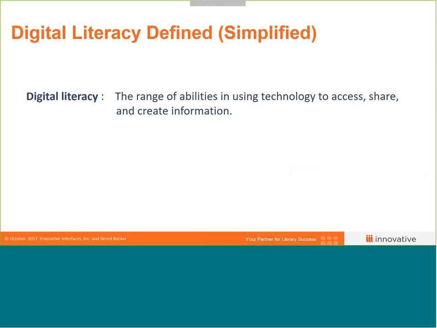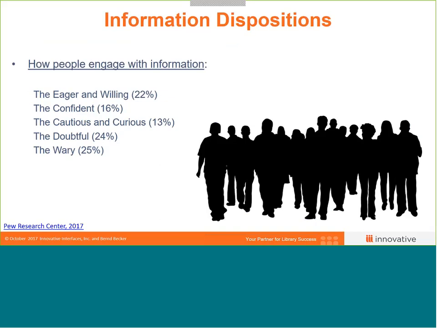So to simplify that definition, you can think of digital literacy as the range of abilities in using technology to access, share, and create information. And I do like to think of digital literacy as a range or a spectrum in how people engage with digital information. And that's an important thing to keep in mind as you're working with an individual or an audience. People are going to be engaging with digital information with a wide range of abilities and approaches. And this definition of digital literacy entails that we have to understand how people engage with information.